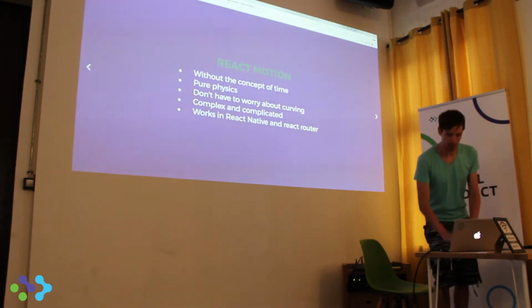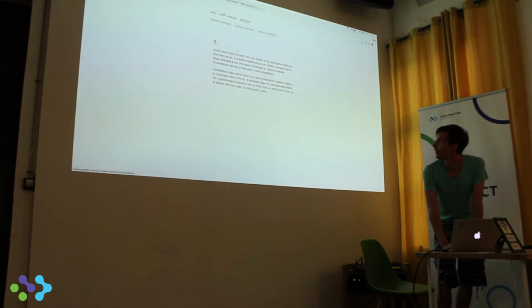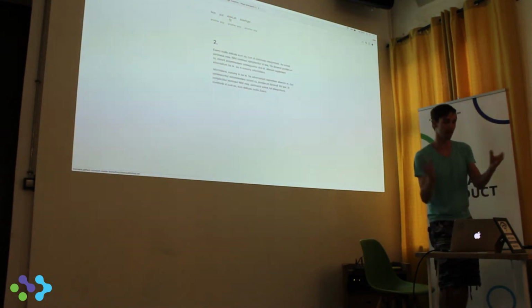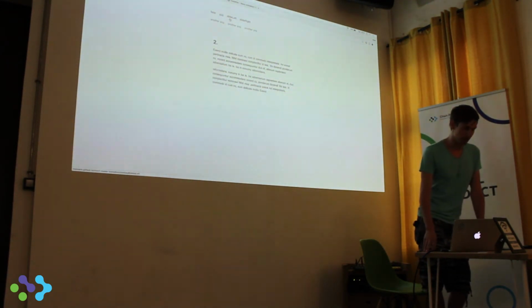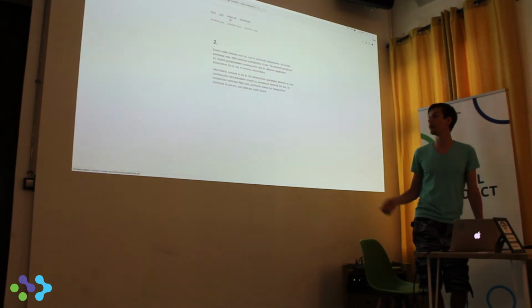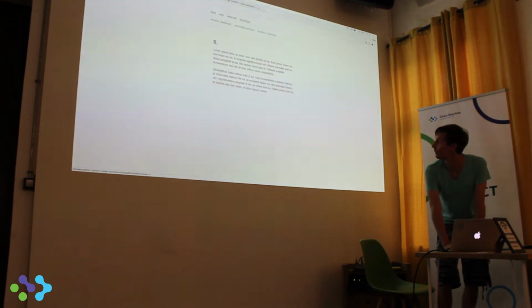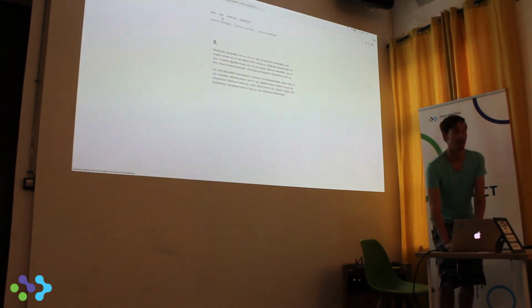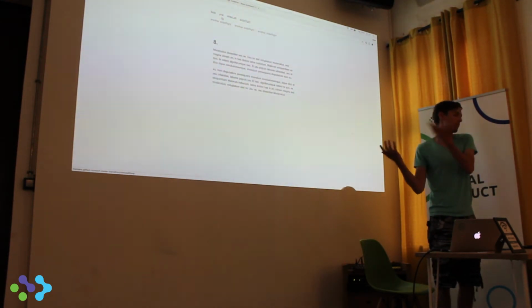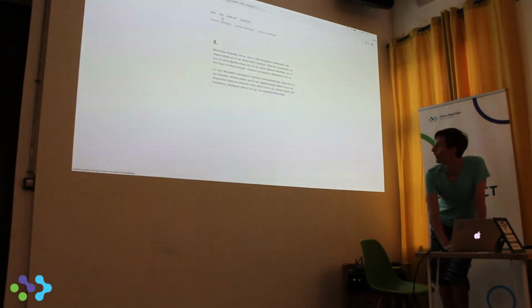I have an example here with the React router. So this is a transition animation with the React router using React Motion. So you can basically do any kind of animation with it, and it will work well. It's just using physics to do that. That's the thing for it.